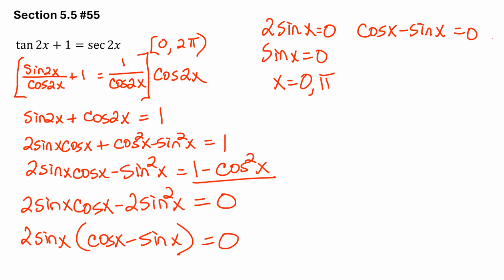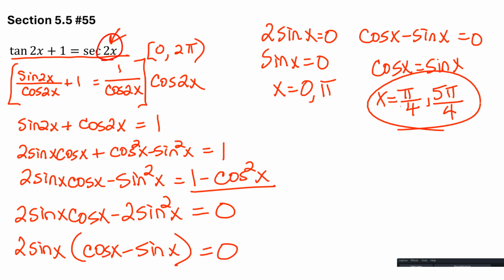If cosine x minus sine x is 0, that means that cosine x equals sine x. And that happens in the first and third quadrants where we have pi over 4, because that's where you get square root of 2 over 2 for both of those values. So x would be pi over 4, or could be 5 pi over 4.